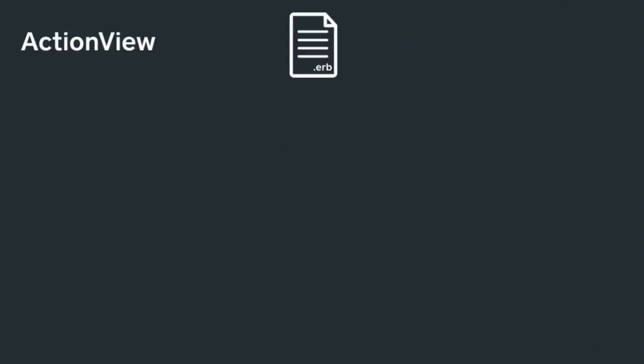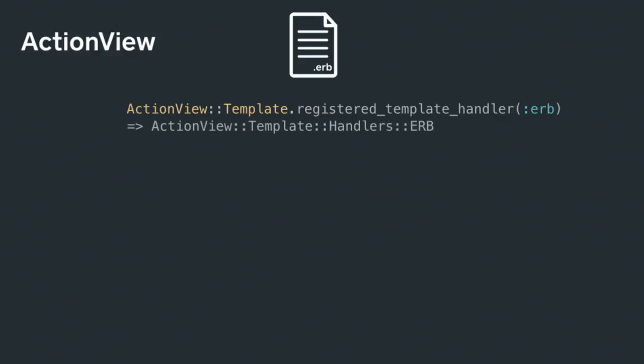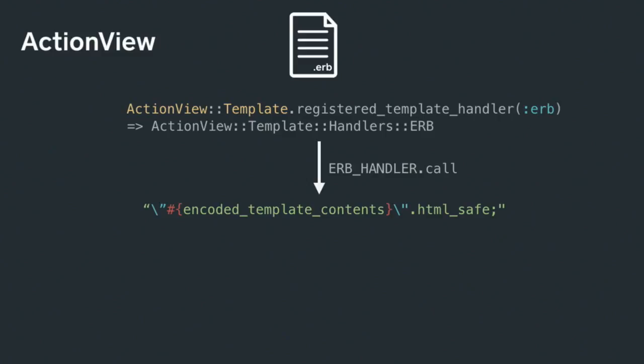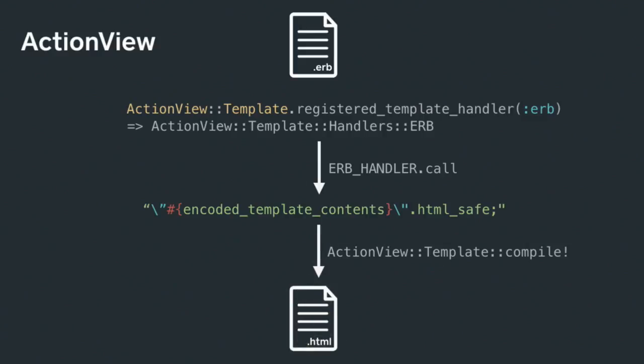So let's say we start with a regular HTML.erb file. First, ActionView will check the page extension of the file and try to find a template handler for that file type. In this case, it's a .erb file, so it tries to find an erb template handler. In this case, it finds one. When it's called, this erb template handler transforms the template into a special Ruby encoded string. This string is evaluated as Ruby a little bit later by the ActionView template compile method. And eventually, it becomes the HTML document that the browser sees.